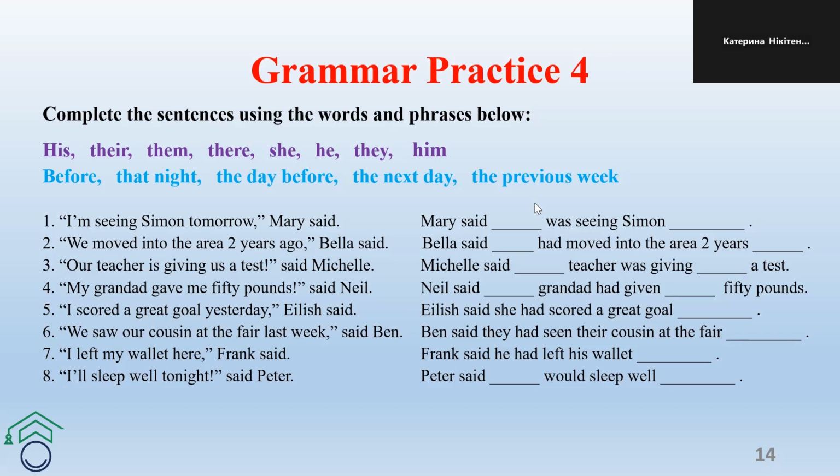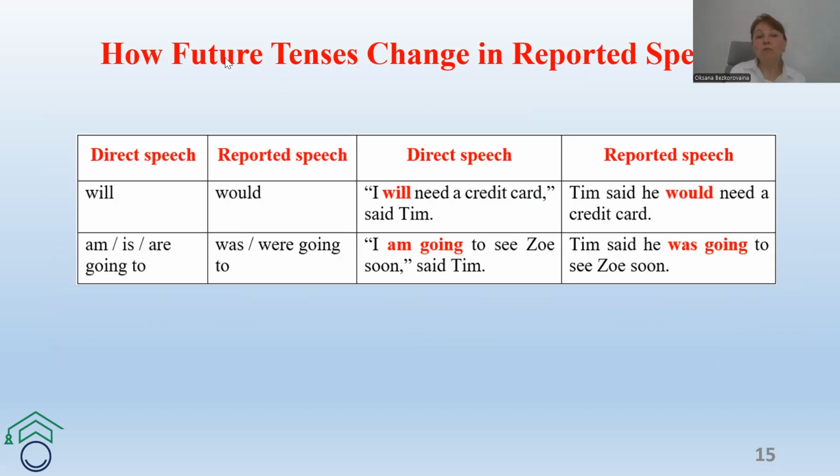"I left my wallet here," Frank said. Frank said he had left his wallet there. Yes. "I'll sleep well tonight," said Peter. Peter said he would sleep well that night. That night, definitely. So these words are pronouns or determiners, yeah? And these words are related to time. Yes, time. Thank you. So, and now, how future tenses change in reported speech?